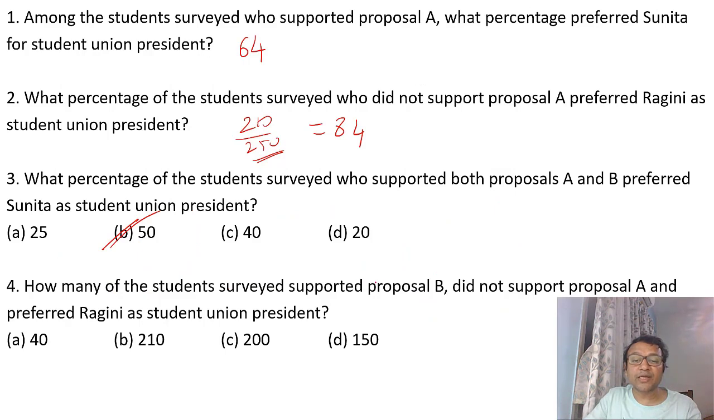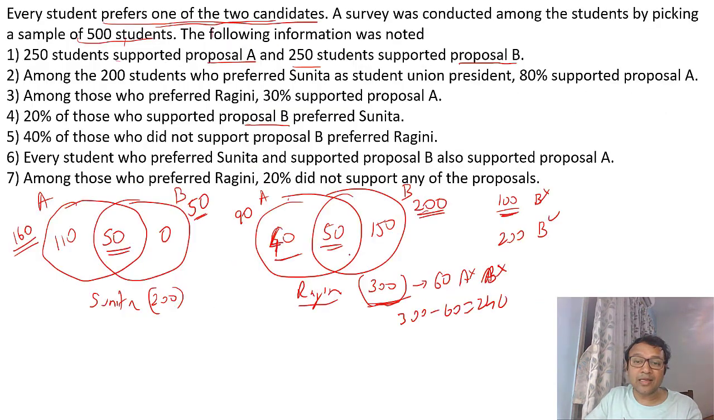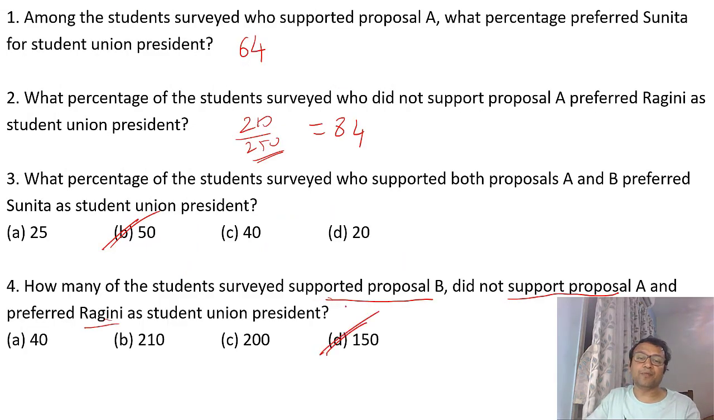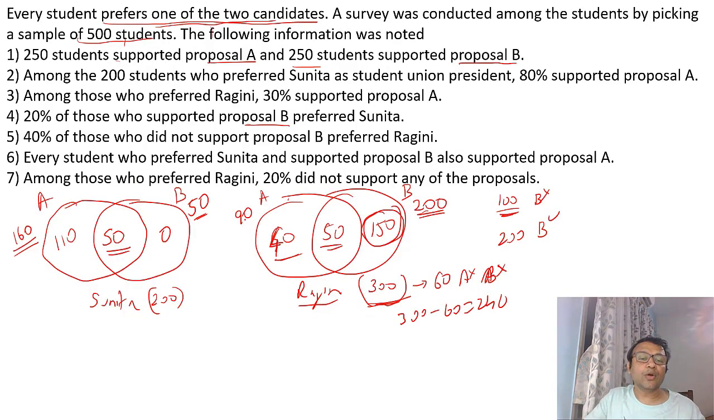How many of the students surveyed supported proposal B, did not support proposal A, and preferred Ragini? So first we look at supported proposal B, did not support proposal A, and preferred Ragini. So under Ragini, supported B but not supported A will be 150. So automatically you can make out the answer is 150. So we get the answer quickly. There is no time wastage. You can also do it by non-Venn diagram. Just putting in the data also you can get the answer.